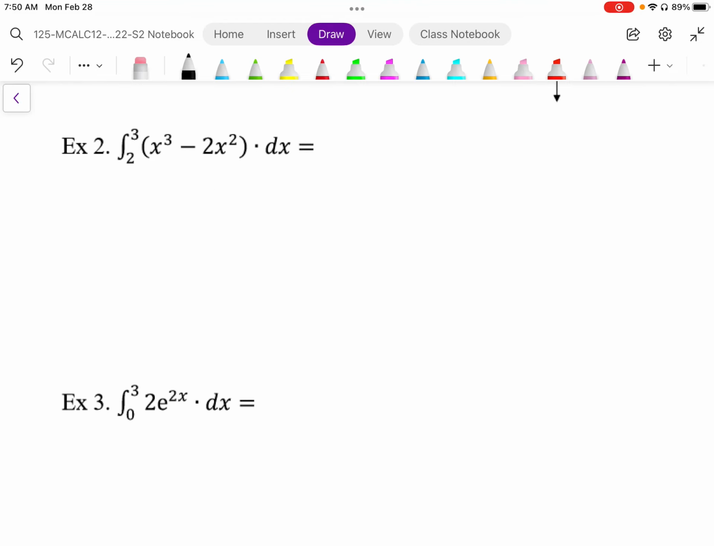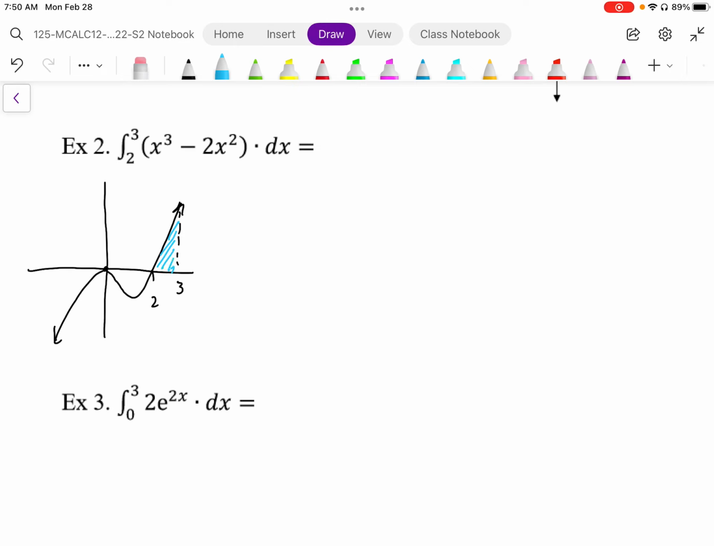So we'll do the same thing here if we just sketch what this graph looks like. This graph looks like it has a bounce at 0, and it looks like it's going to come down like this and then up through 2. And between 2 and 3, we're looking for the area under here.